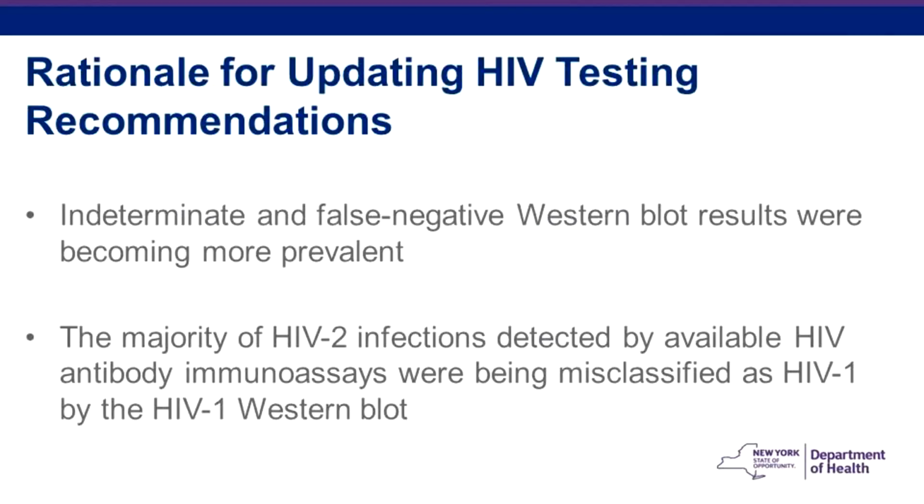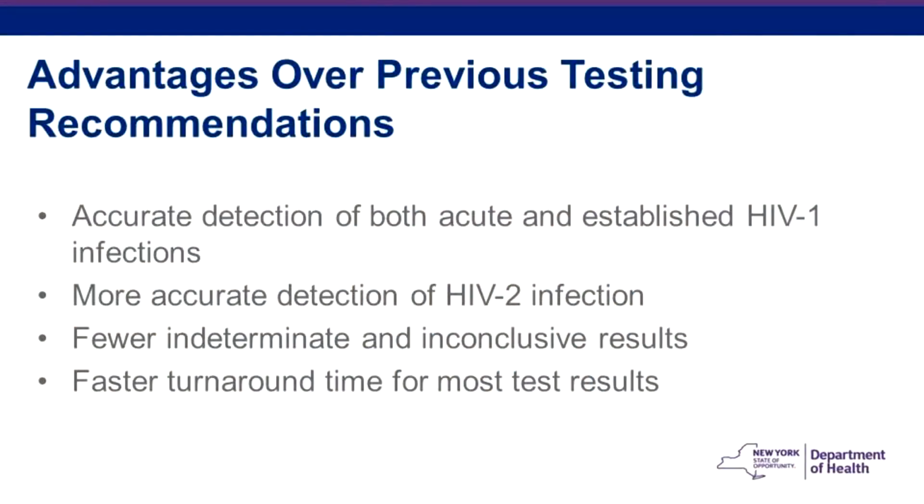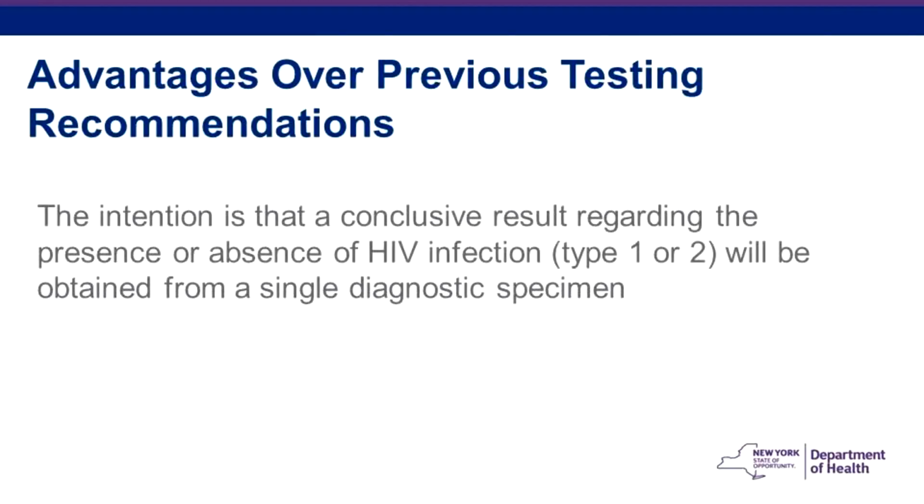For all of these reasons and more, the CDC released updated recommendations for HIV diagnostic testing performed by laboratories. In June 2014, the Centers for Disease Control and Prevention, together with the Association of Public Health Laboratories, released the updated recommendations for HIV diagnostic testing for serum and plasma specimens. The intention of these recommendations is that laboratories will produce a conclusive result regarding the presence or absence of HIV-1 or HIV-2 infection from a single diagnostic specimen.